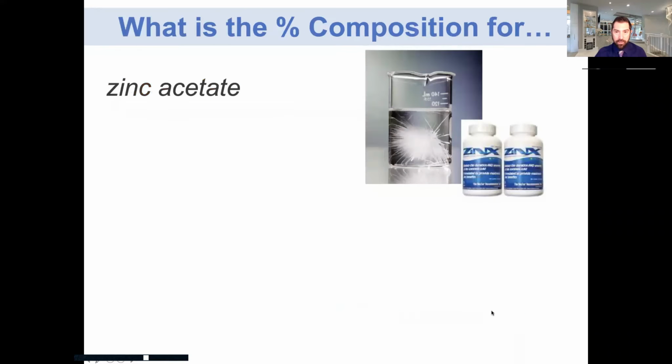So let's look at an example real quick here, a little bit more involved. So we're going to look at zinc acetate. This is actually the compound in those reusable hand warmers. If you ever used those before and you've seen that chemical reaction, this is what's involved.